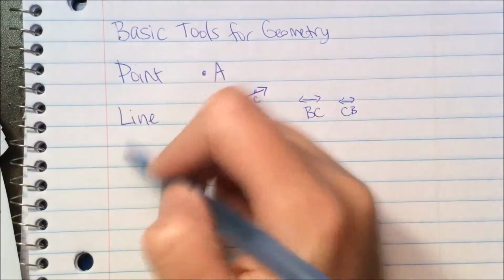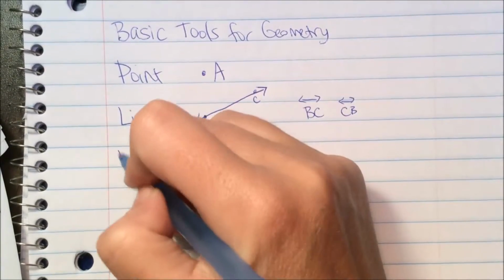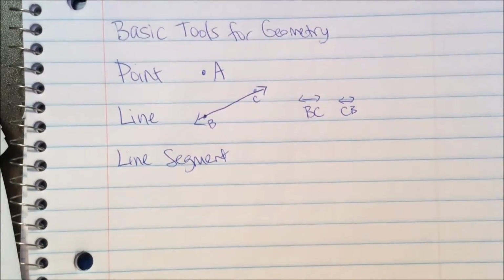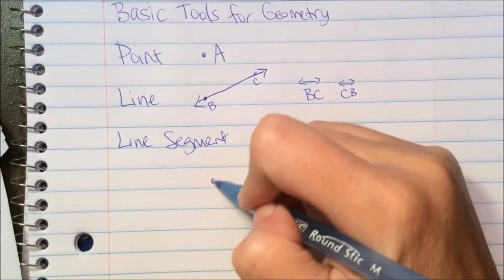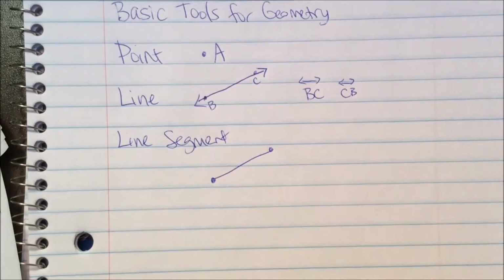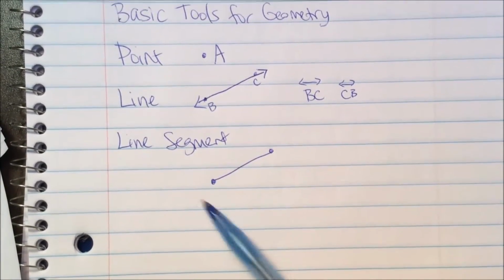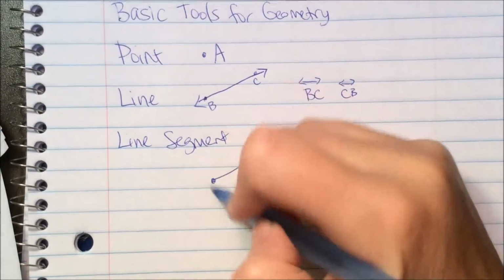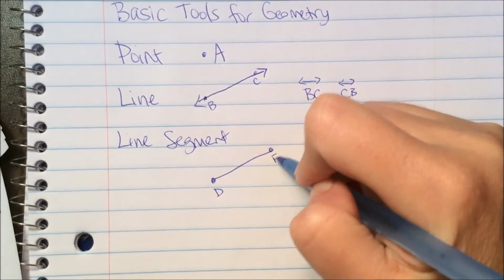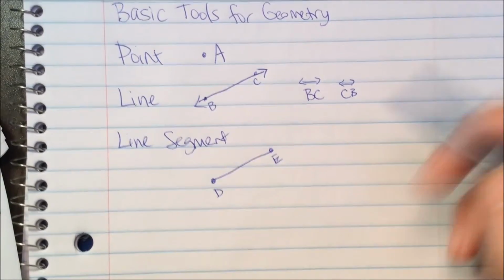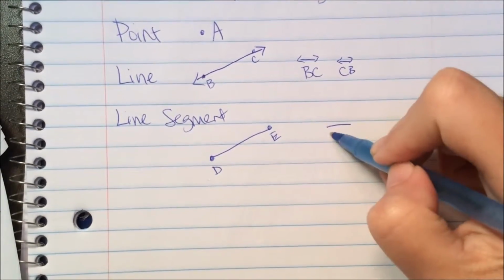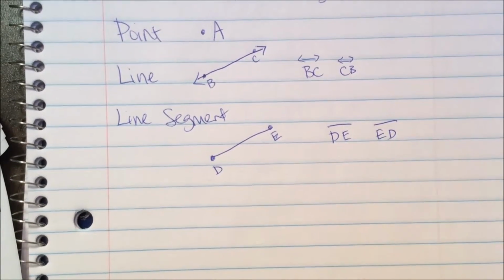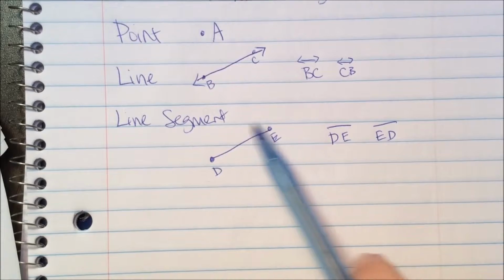The next definition is a line segment. Line segments don't have the arrows on them, which means they don't go on forever and ever. And this is generally what we use because we can measure this. Let's say it was a D and an E, and this would be line segment DE or line segment ED. And again, this is the most common.